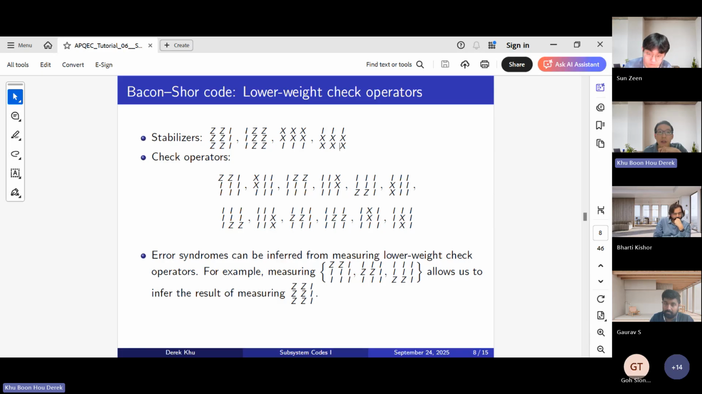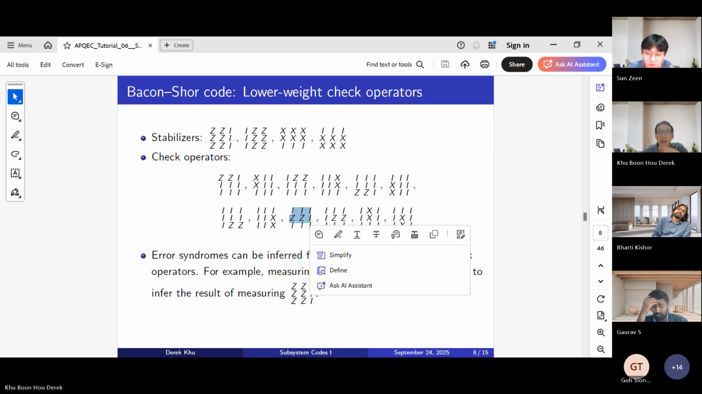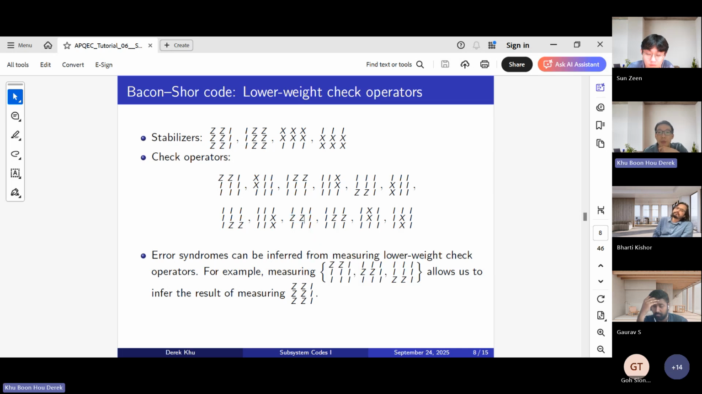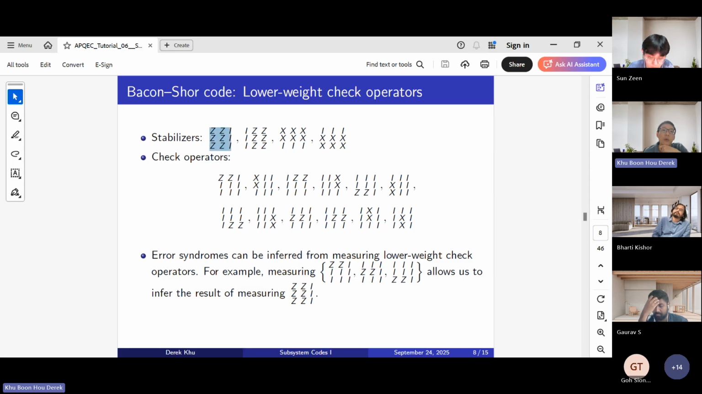So for example, in order to get this first stabilizer, what we would want to do is to compute, well, we need the first, second, fourth, fifth, 7th, and 8th Z operators. And this can just be obtained from this guy, and also this guy, right? So these three operators, when we multiply them together, we will get the result which we want. We will get the equivalent result of measuring the first stabilizer.